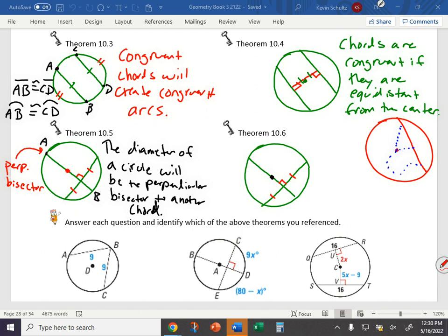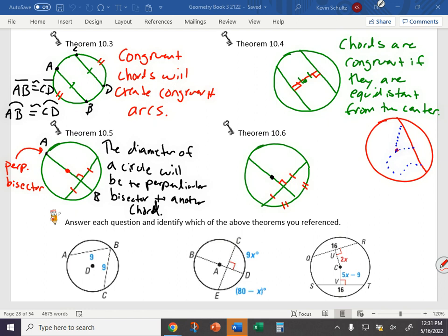And this kind of connects back to Theorem 10.3 a little bit. Well, the two arcs are congruent as well. So the difference between Theorem 10.5 and 10.6 is really, in Theorem 10.5, we're concluding the diameter because of the perpendicular bisector relationship here. In Theorem 10.6, we're given the diameter, and because we already know it's a diameter, we can go one step further and say not only do we have that perpendicular bisector part, the arcs are congruent as well.